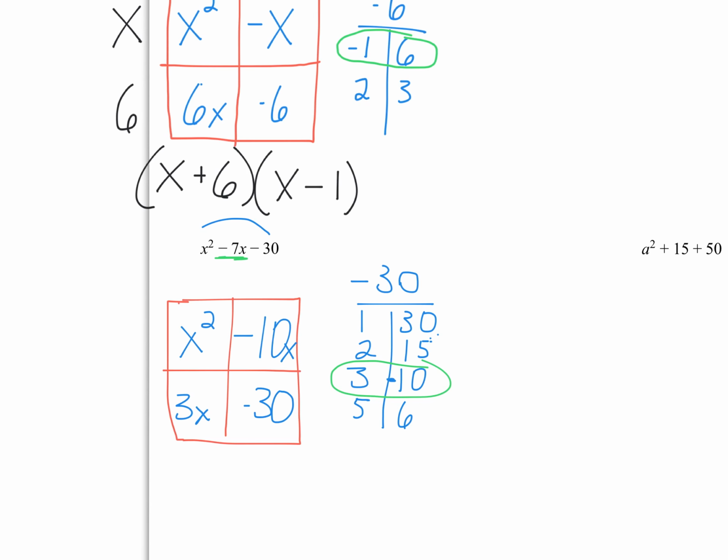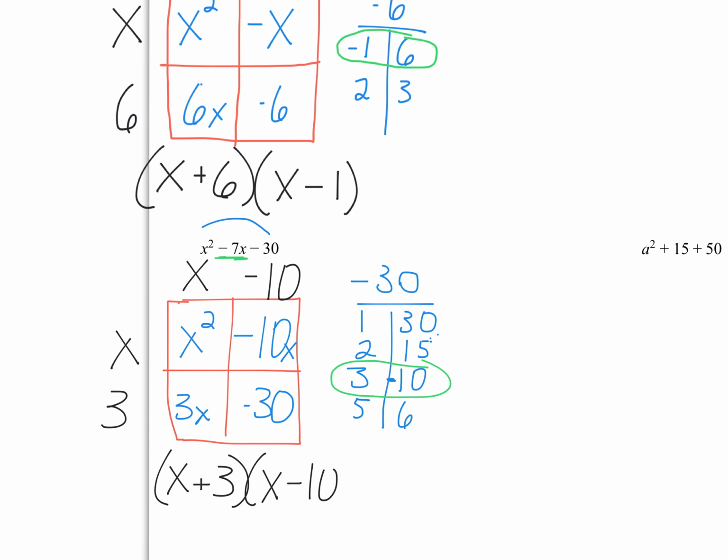Okay, factor the first row, that's an x. GCF of the second row, we can take a 3 out. GCF of the first column, another x. GCF of the second column, let's take out a -10. They both have -10 in common. So, x plus 3, x minus 10. And there we go.